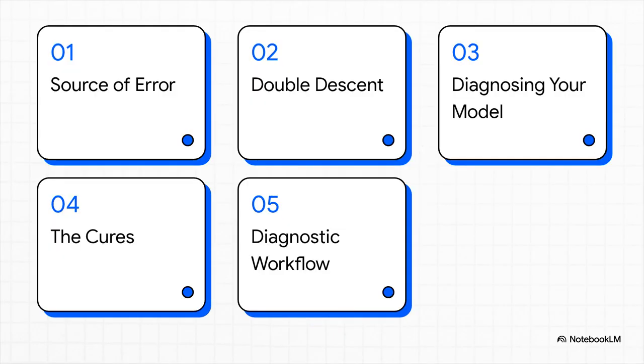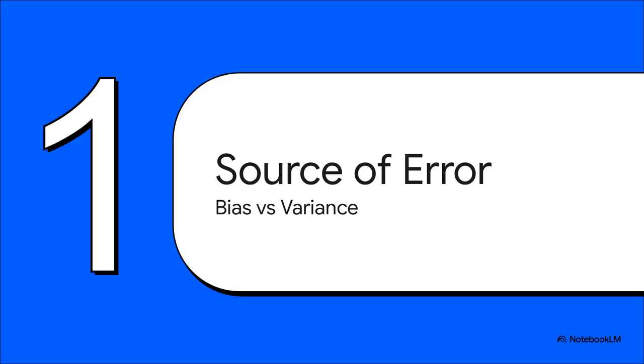Here's our diagnostic playbook for today. We'll hit the source of error and bias versus variance, the modern twist known as double descent, how to diagnose your model, the cures like regularization and ensembles, and finally, the complete diagnostic workflow. Let's get to it. Kicking things off with part 1, the source of model error and bias versus variance.